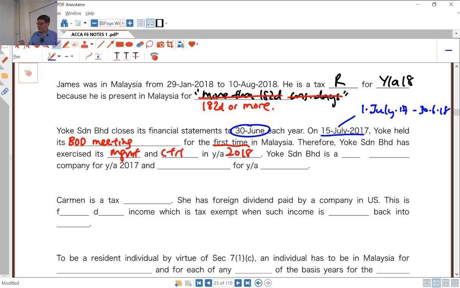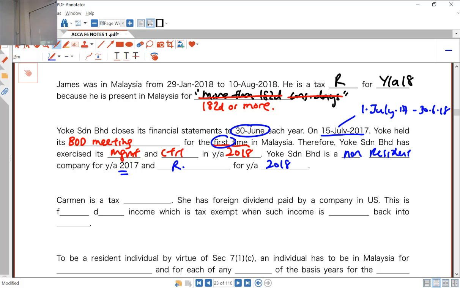Now, so York is a non-resident. Actually, non-resident or non-resident company, it doesn't matter what you say, so long as it's non-resident for 2017, correct or not? Because you only start for the first time in 2018. So you're non-resident for 2017 and a resident, or resident company, for 2018.